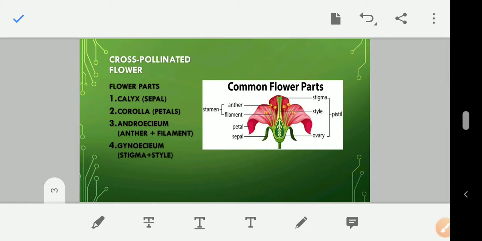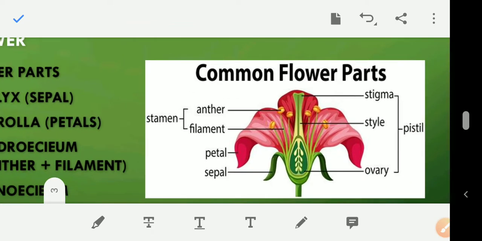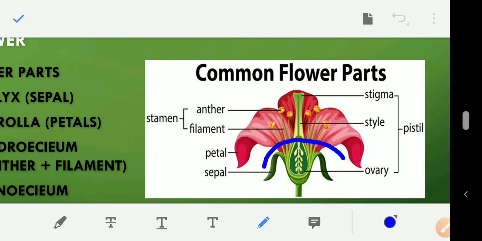Now the second experiment is dissection of a cross pollinated flower. The flower consists of 4 important parts. The first part, which is very important in a flower, is the sepal. This one is the sepal. It is green in color. Being green in color, it helps in photosynthesis. During the bud stage, it also provides protection.